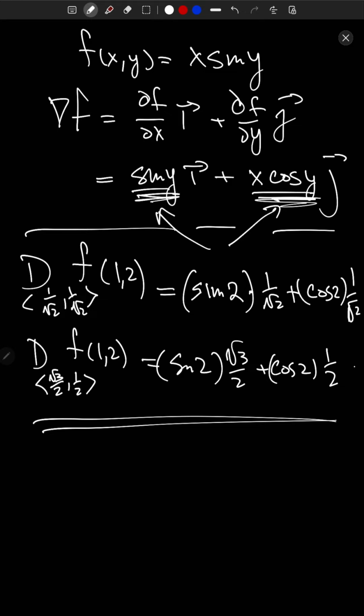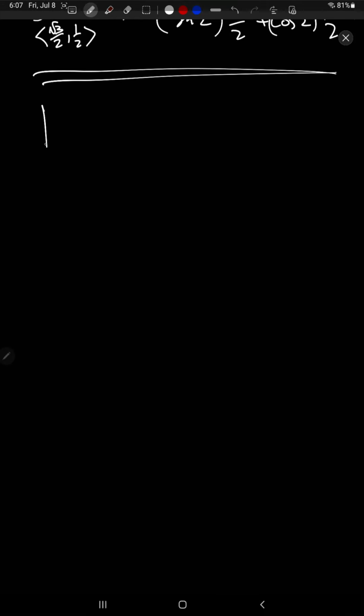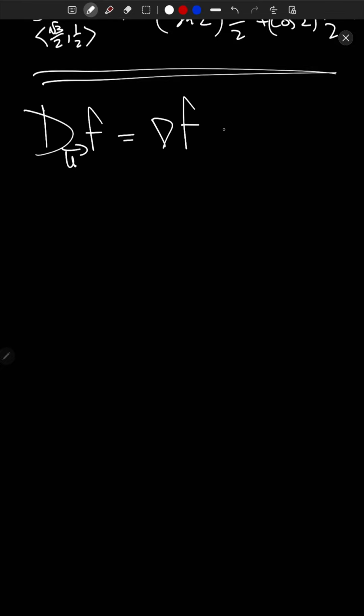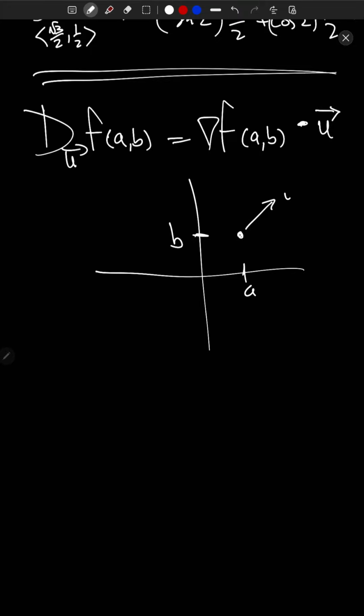Okay, so let's look at this gradient. Seems like it should be very important. So again, D_u f is equal to gradient f dot u. And let me just put in the point this time at (a, b). So let's say we're interested in what's going on at a specific point (a, b), dot u, and in some direction u. So let me draw the picture. So here's a, here's b. Let's say we're interested in this direction u.